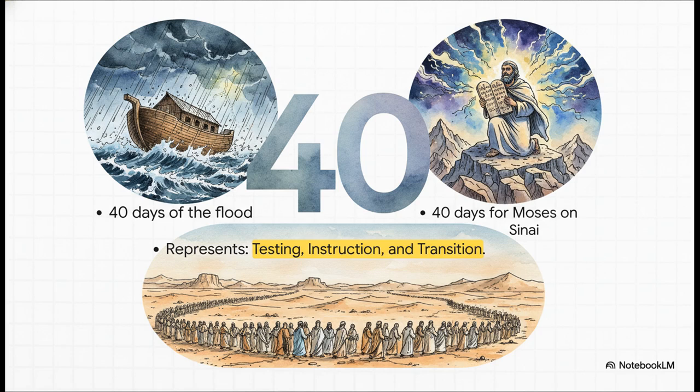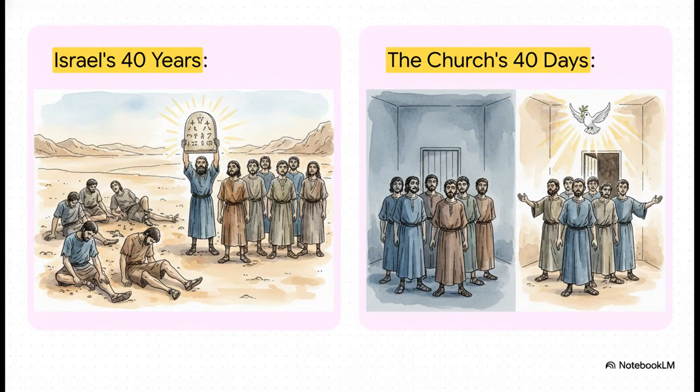Noah's flood, Moses on Mount Sinai, and of course, Israel's 40 years in the wilderness. This number consistently represents a time of testing, a time of instruction, and a necessary transition. It's all about preparation. So, what actually happens during this time is absolutely crucial. Those 40 years in the wilderness took Israel from being just a group of escaped slaves and forged them into a unified people, bound together by a covenant.